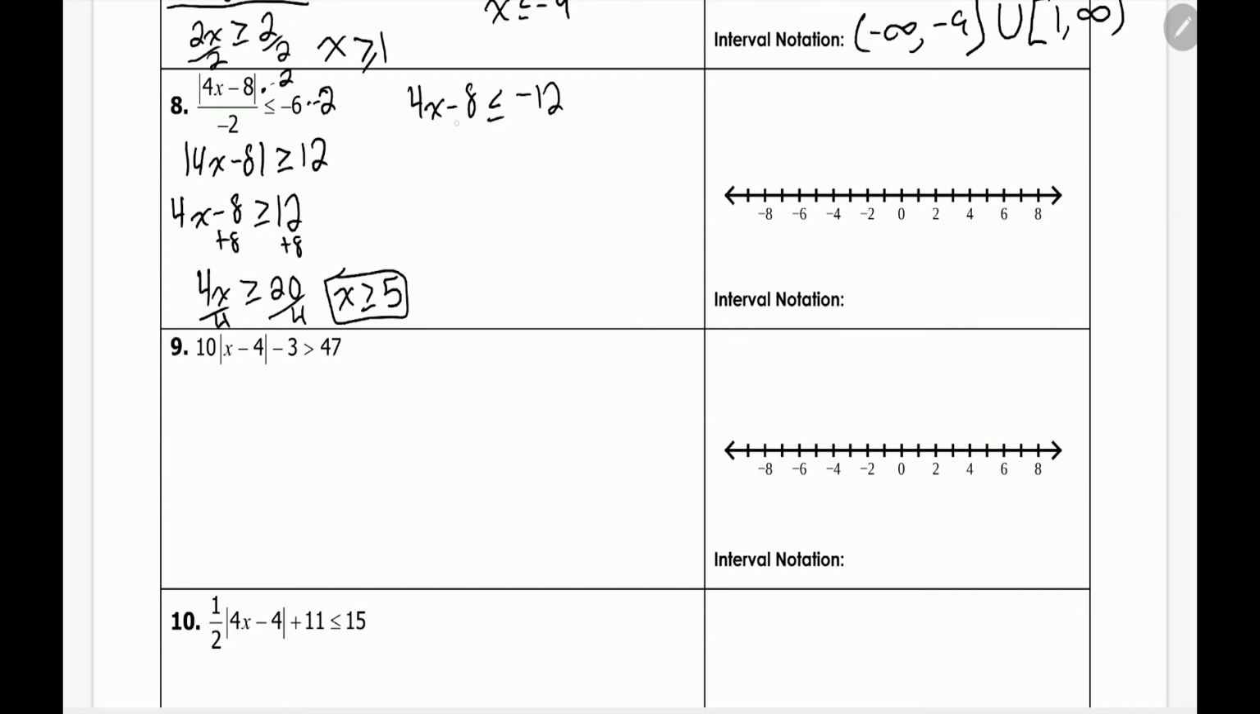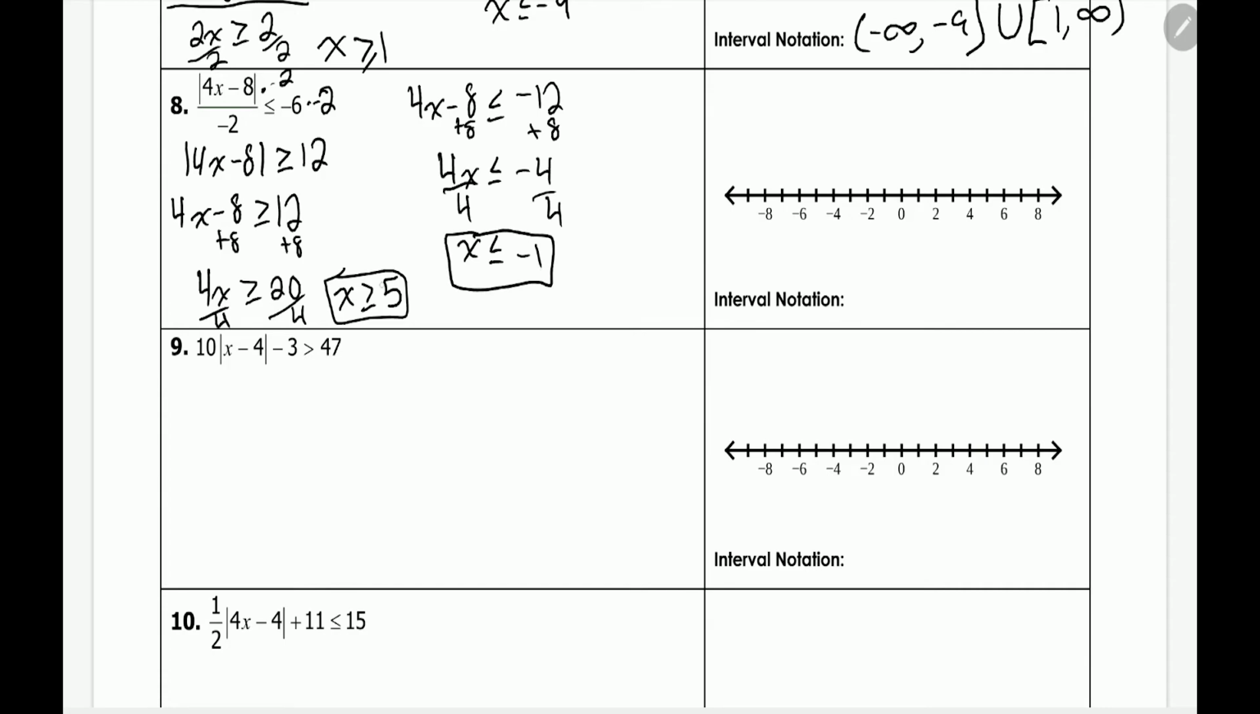Then for this one, we're going to add 8 to both sides. We have 4x is less than or equal to negative 12 plus 8, which is going to be negative 4. If we divide by 4 on both sides, we have x is less than or equal to negative 1. Okay, this is the second part of our answer.